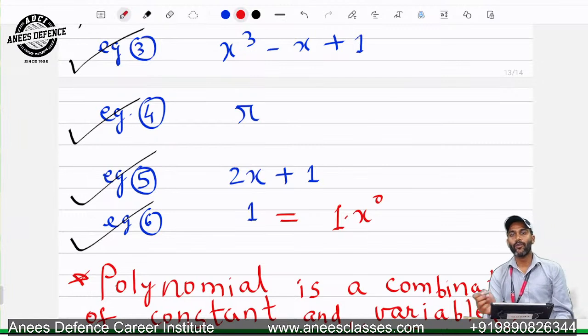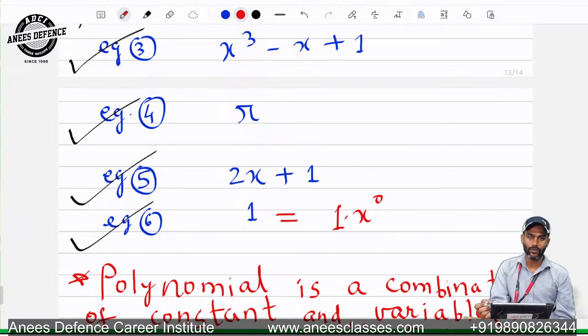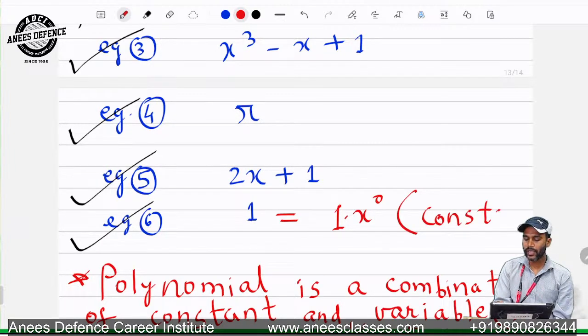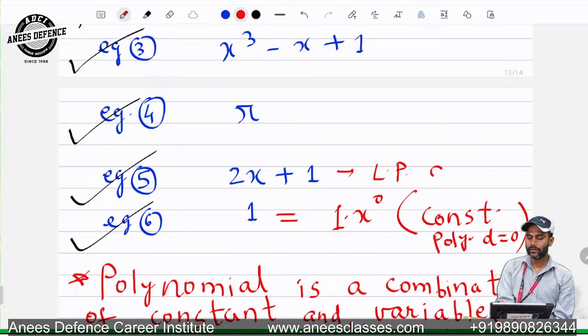So you cannot have any polynomial having degree 1 by 2 or 3 by 2. Yes or no? Okay. Similarly here, no issues. We have x to the power 1, that is the highest power. So this is nothing but a linear polynomial. This is a constant polynomial, where degree is 0. Understood? Here, tell me, it is nothing but a linear polynomial. Degree? 1. Degree is 1. Yes or no? Yes. Okay.